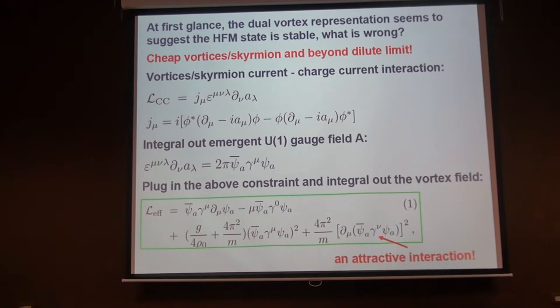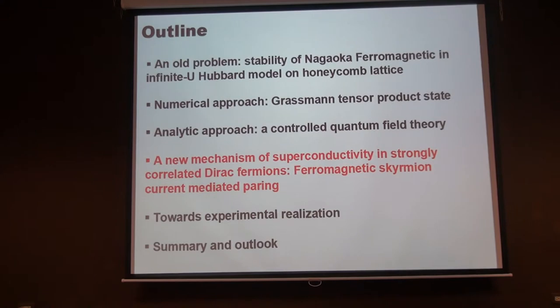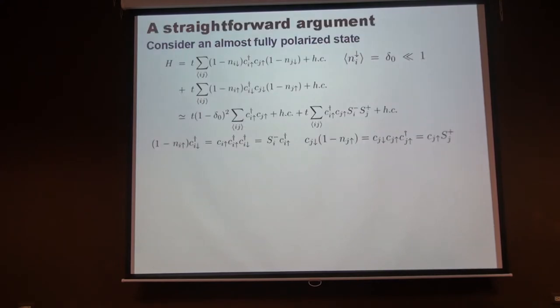Okay, since there is still some time, I can also provide an alternative explanation, maybe more straightforward and simple. From the numerical result, we know that the polarization is very close to fully polarized. So we can assume the down-spin density is very, very small, like delta almost 1%. Then we can rewrite this Hubbard model in the following way. It has two terms. The first term is for spin up, and the second term is for spin down.